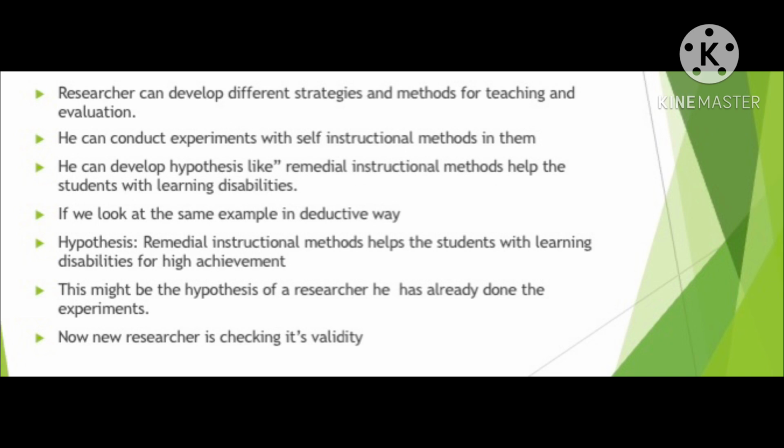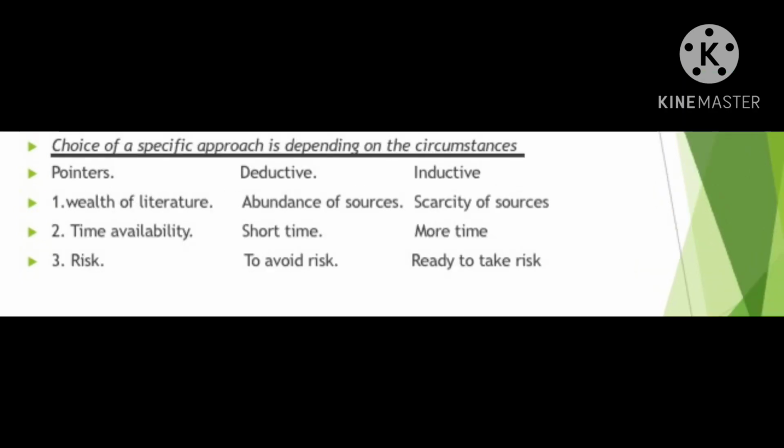So in the deductive method, these researchers are taking this hypothesis as a theory or as a point, and from there he is checking the validity of that hypothesis. Here the same example we explained in two ways, first the inductive way and second the deductive way. Now let us see what are the circumstances in which we select the deductive approach or the inductive approach. There are 3 pointers: wealth of literature, time availability and risk. Let us see one by one.